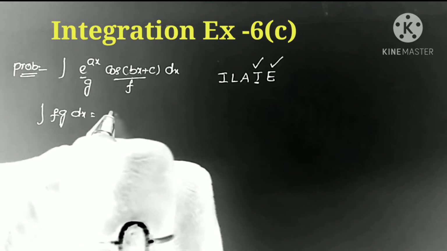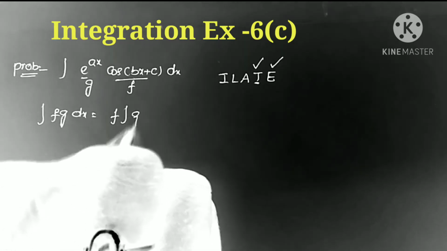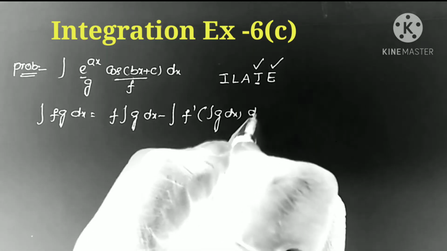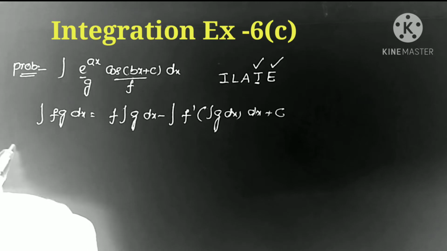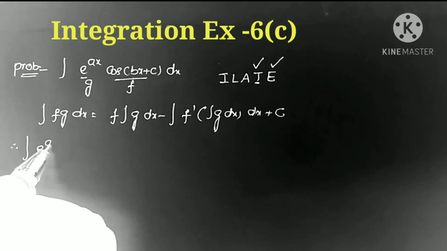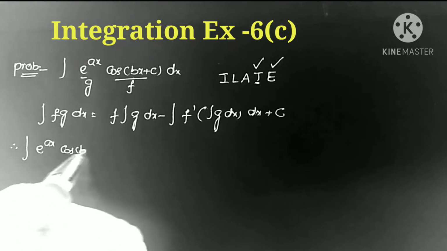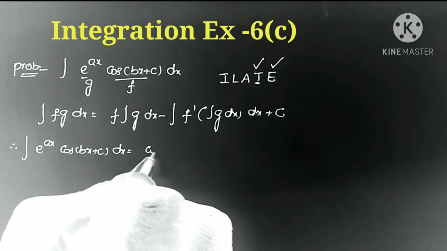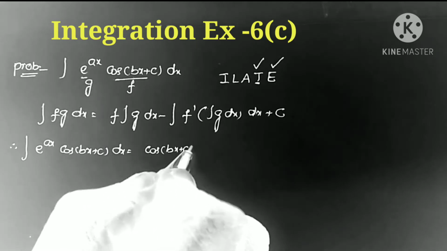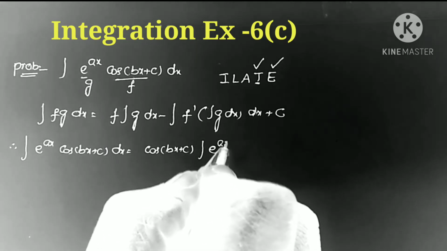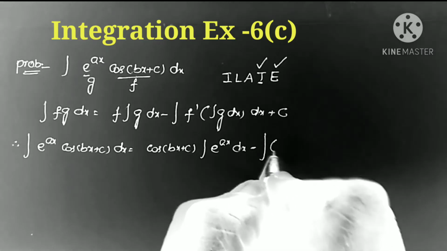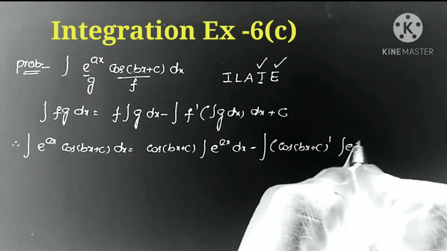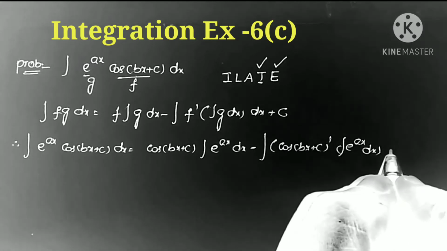Now we replace these values in the formula. Integral f g dx is equal to f into integral g dx minus integral f dash into integral g dx into dx plus c. Therefore, integral e power ax into cos(bx plus c) into dx is equal to f into integral g, e power ax into dx, minus integral f dash, that is cos(bx plus c) whole dash, into integral e power ax into dx plus c.